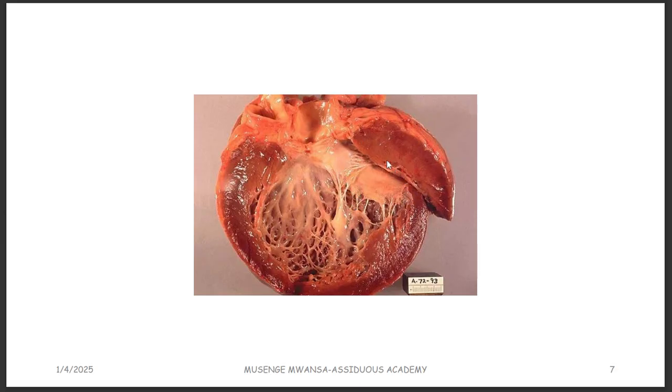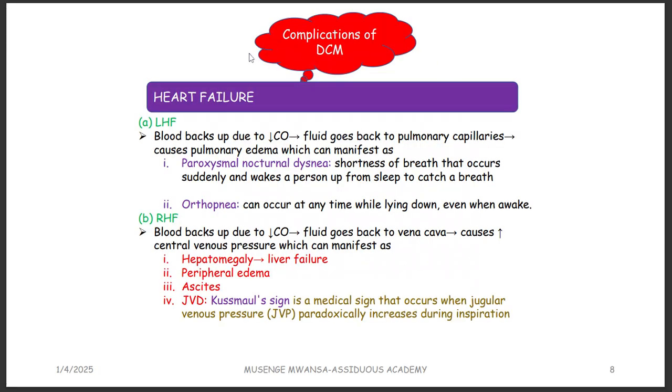What happens? There is a stasis. Blood is going to pool up in the left ventricle. It will start going back to the lungs. So in left heart failure, or left-sided heart failure, blood is going to back up because of reduced cardiac output. It goes back to the pulmonary capillaries. When it goes back to the pulmonary capillaries, because it's too much, the blood will start moving out of the capillaries into the lungs, causing pulmonary edema.